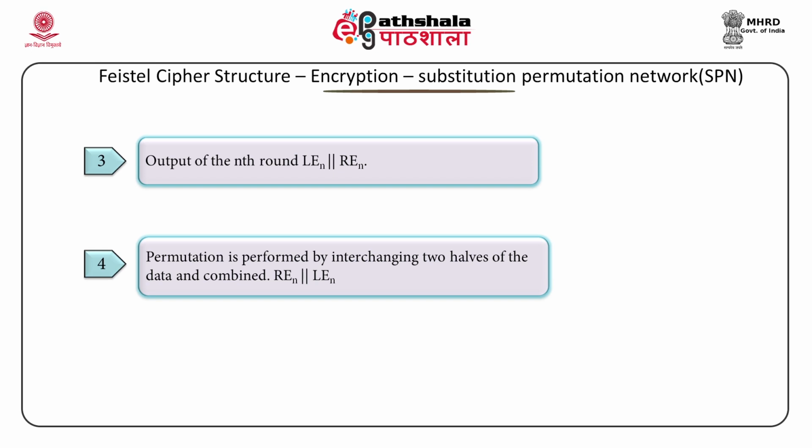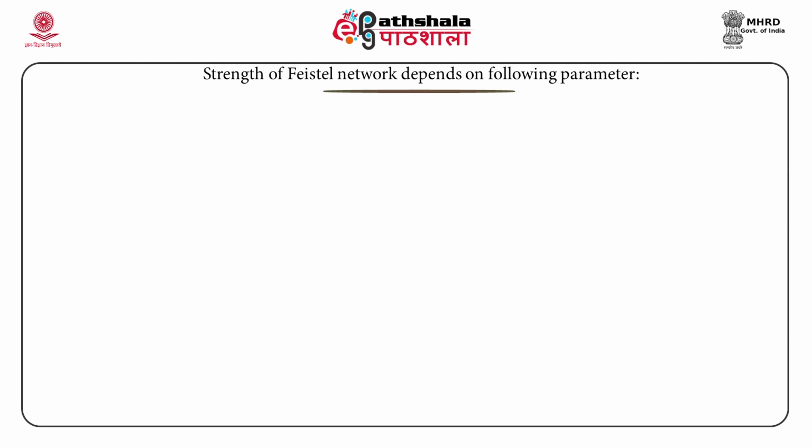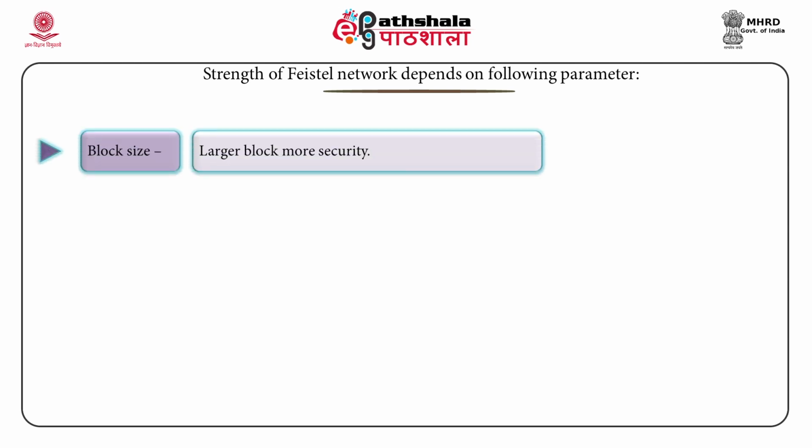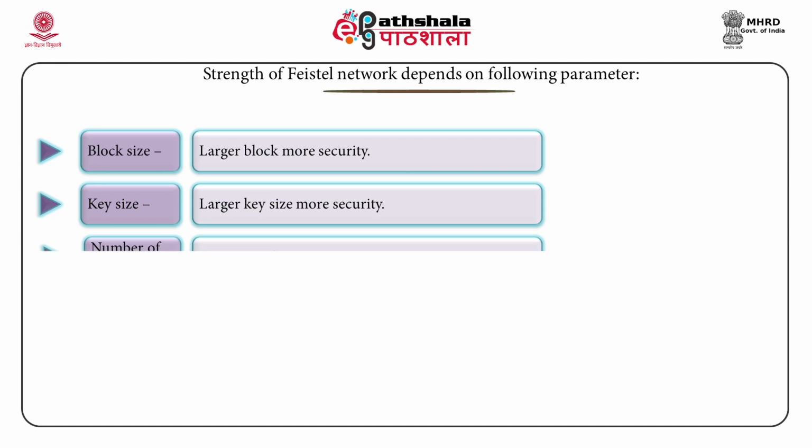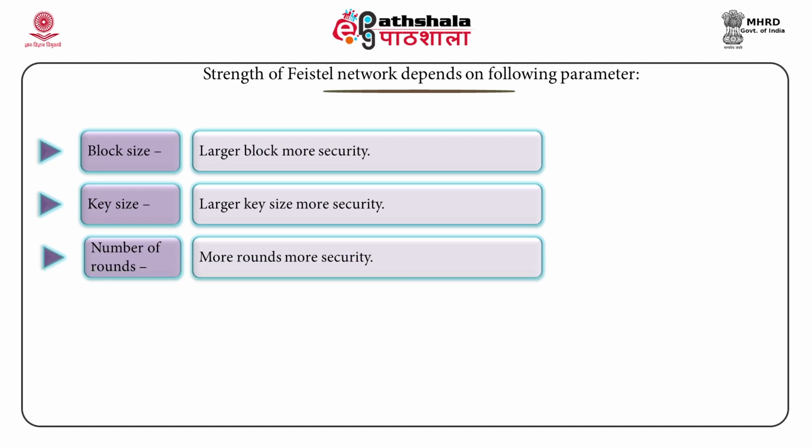So you have observed that the structure is quite complex. Let's evaluate the strength of the Feistel network. Strength of the Feistel network depends on a few parameters. The first is the block size. The larger the block size, the more the security, but the operation takes longer. Time increases. Key size: the larger the key size, the more the security. Once again, time taken would be more. Number of rounds: more rounds, more security.